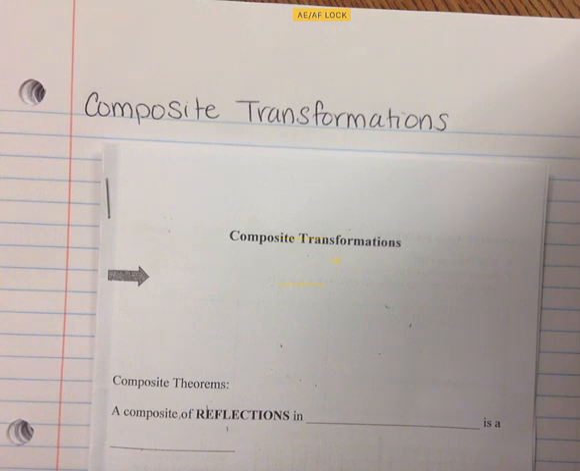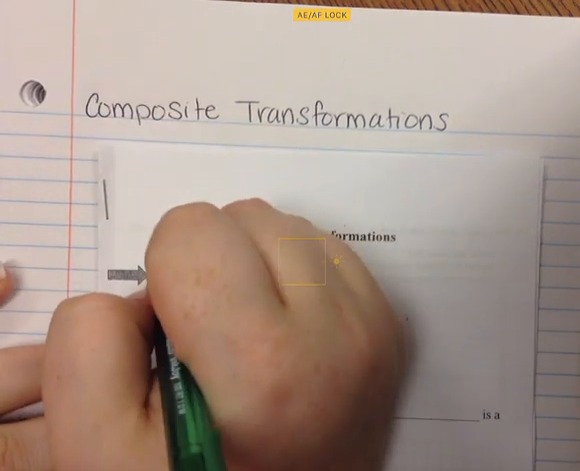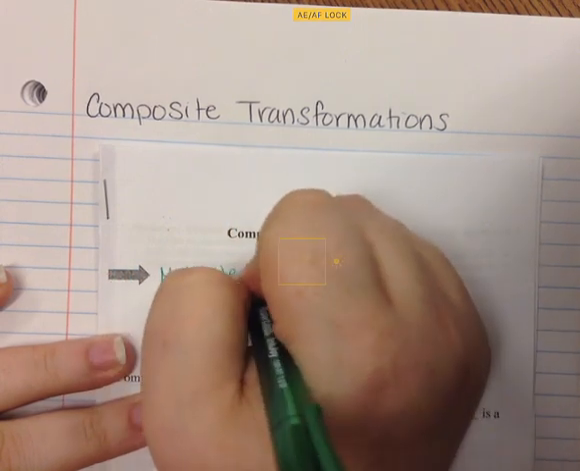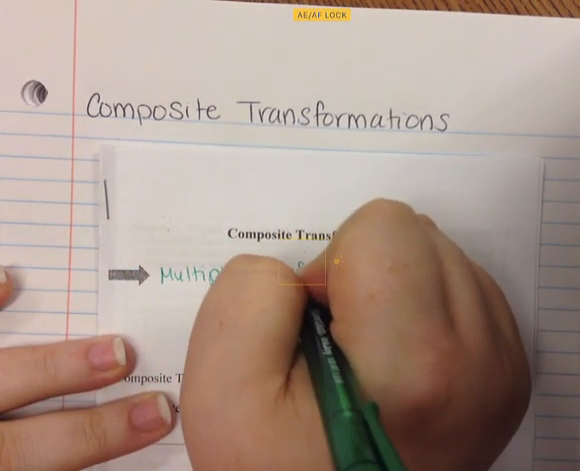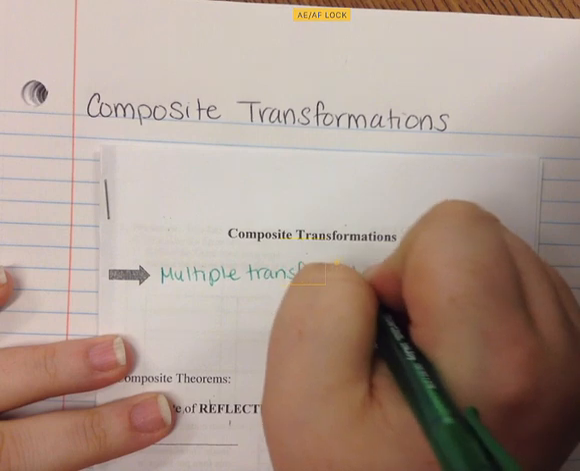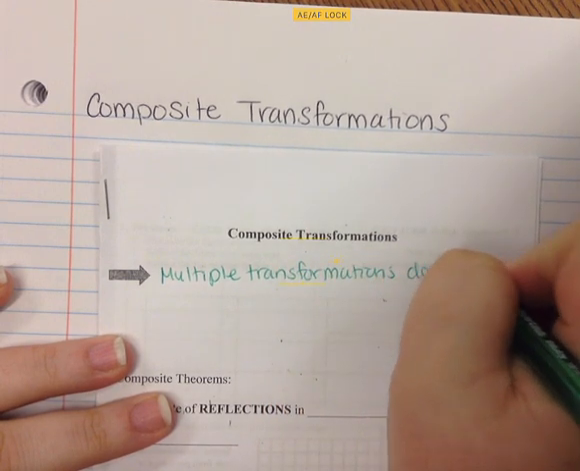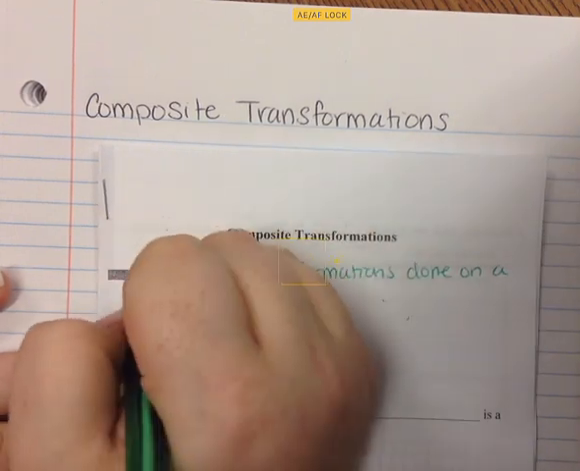This video is on composite transformations. The definition of composite transformations is when you have multiple transformations done on a figure.